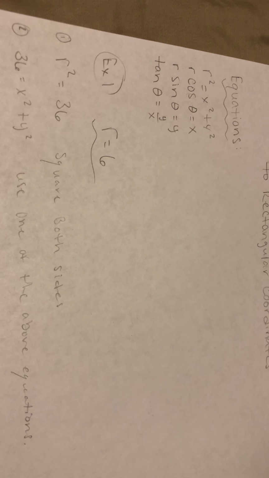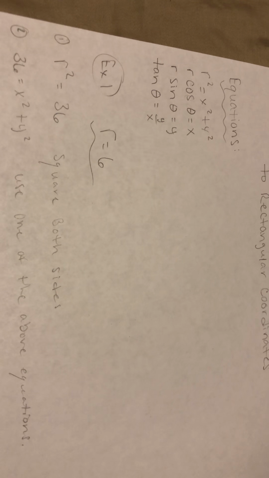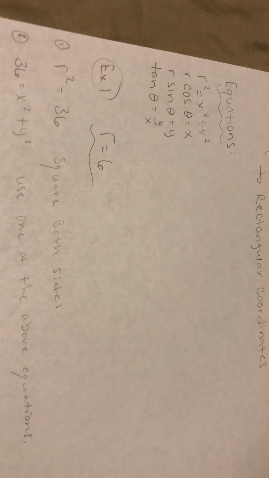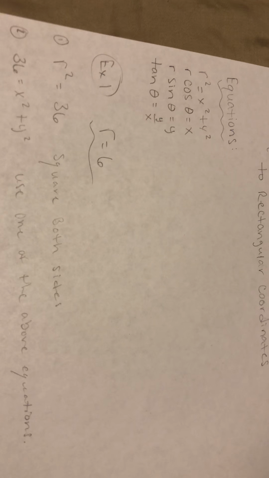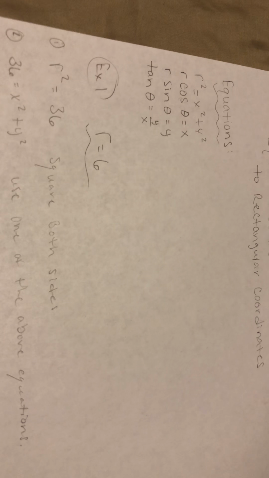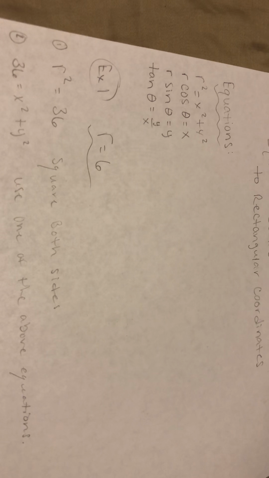So since the x squared and y squared are both squared, then it's going to be a circle. And with that, we know that the center of this circle is 0, 0, and the radius is 6.